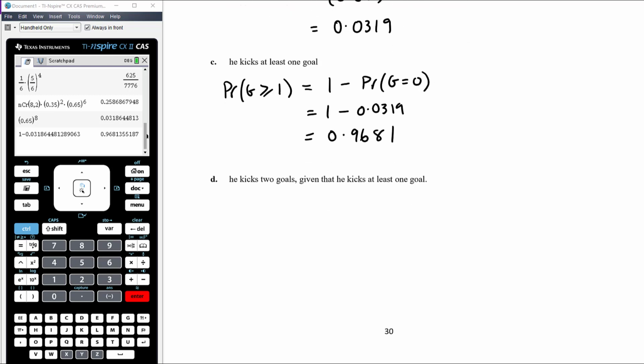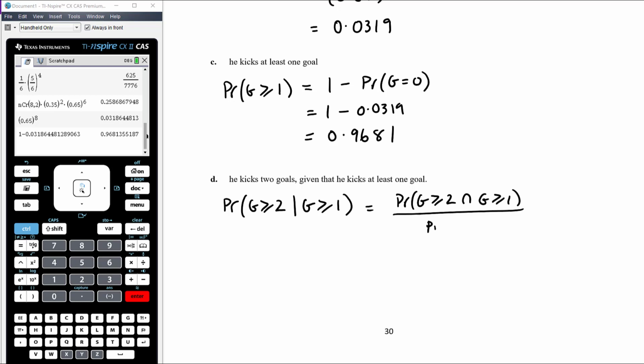Okay, part D, the probability that he kicks 2 goals given that he kicks at least 1 goal. So we've got a conditional probability here. The probability that the number of goals kicked is at least 2, so greater than or equal to 2, given that the number of goals kicked is at least 1. Thinking about our conditional probability, we need the intersection of those two things over the second thing.